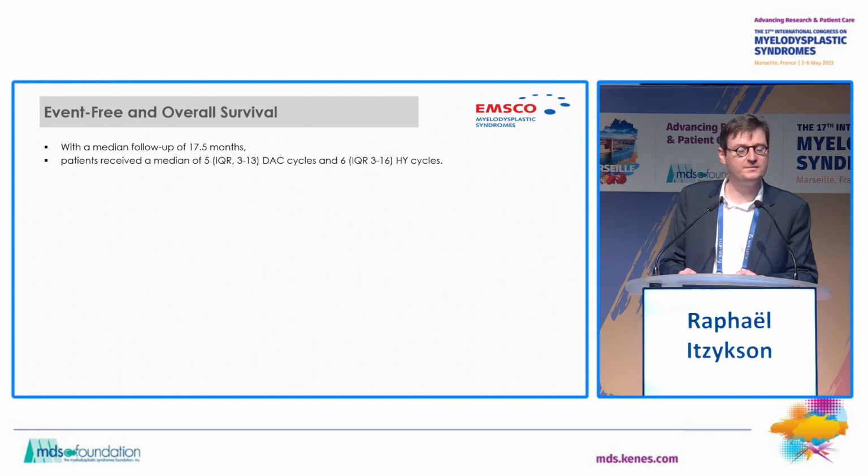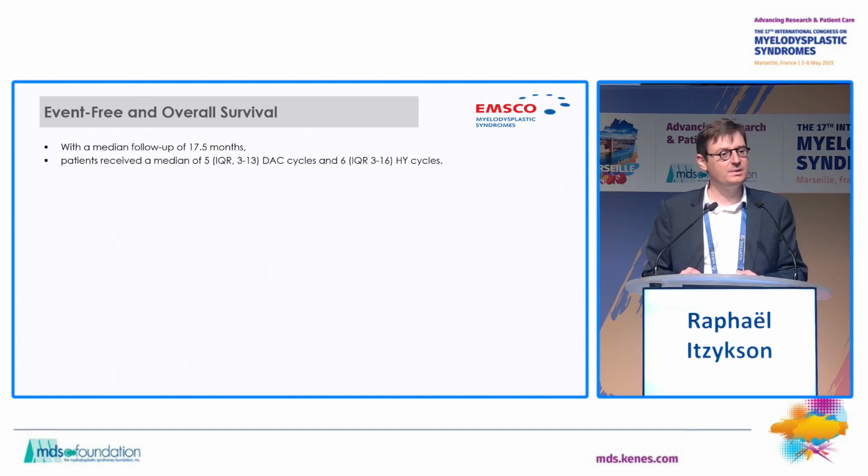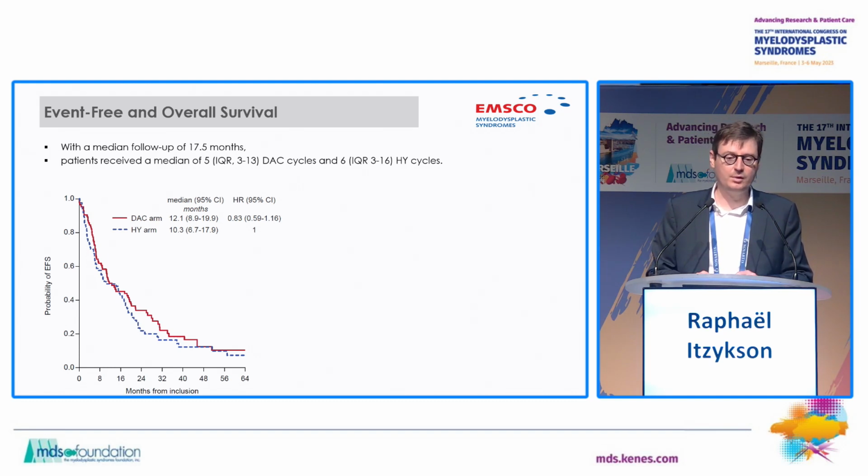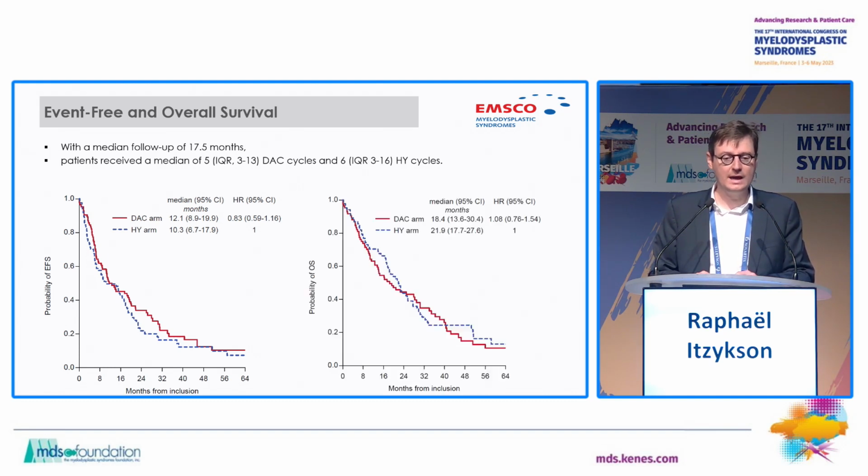So with a median follow-up of 17.5 months, a patient had received a median of 5 decitabine cycles, which is not that huge and already points to a limitation of the feasibility of this treatment in this cohort compared to 6 28-day cycles of Hydrea in the Hydrea arm. And as we've previously shown, there was no difference in the primary endpoint of event-free survival, and neither on overall survival, even though the trial was not powered for such a comparison. There was virtually no difference.